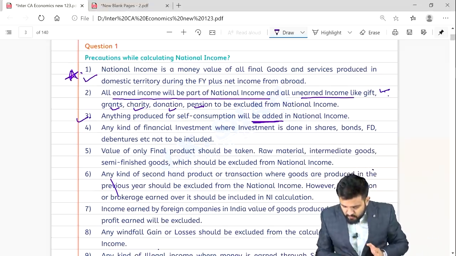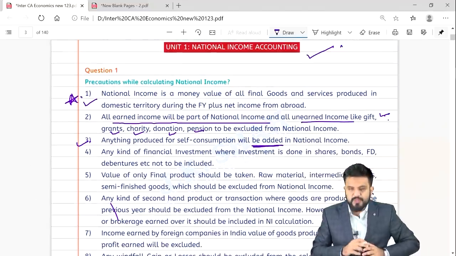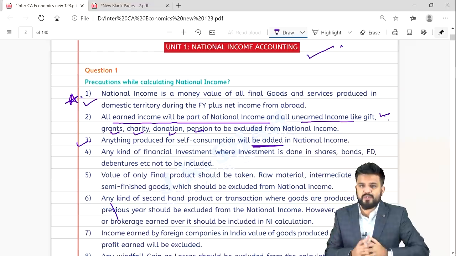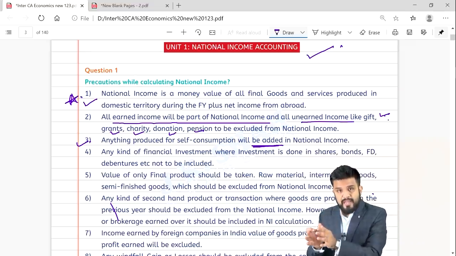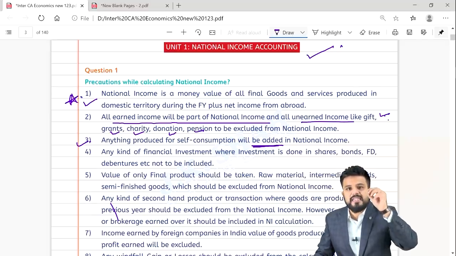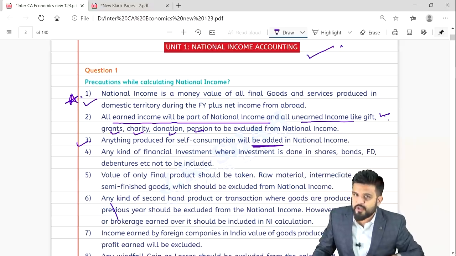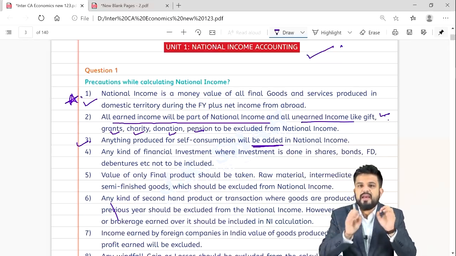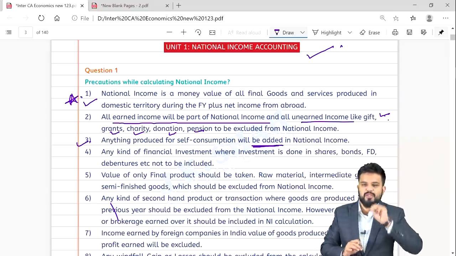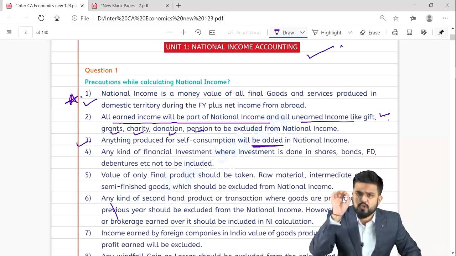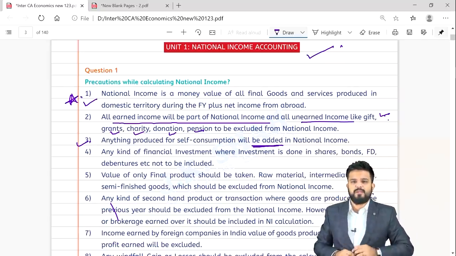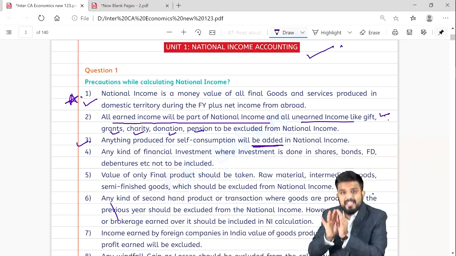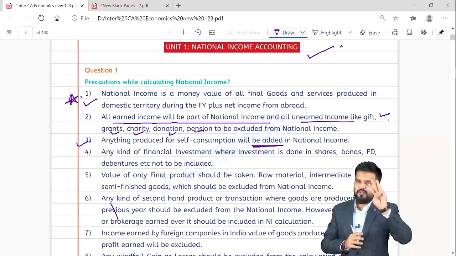Now students, if you can see, there are around 12 points in this. For example, if the question comes for 2 marks, write 5 to 6 points. If the question comes for 3 marks, I would request that you first support your answer with a definition of national income, maybe 2-3 lines, and then start precautions while calculating national income. Write 7 points at least for 3 marks. So roughly 6 to 7 points looks good. So for 2 marks, roughly 5 points, and for 3 marks, roughly 7 points. Maximum you can go to 8 points if it is for 3 marks.